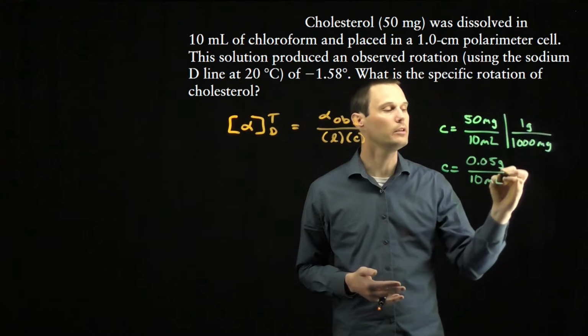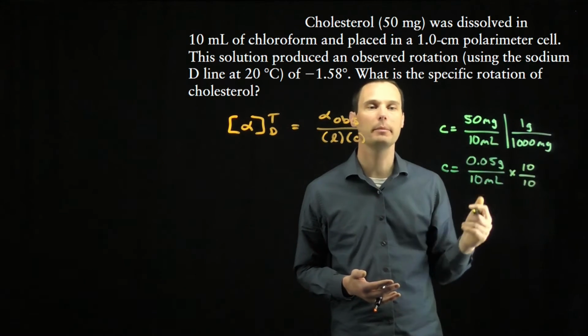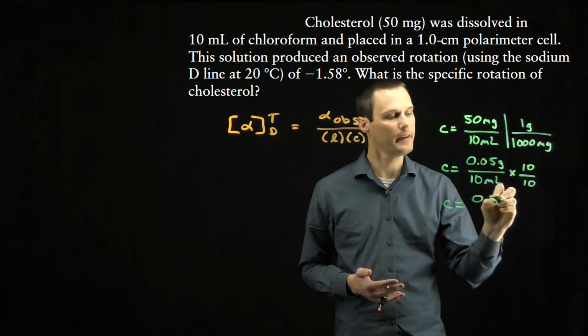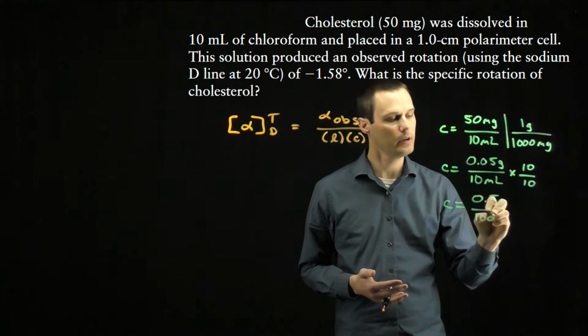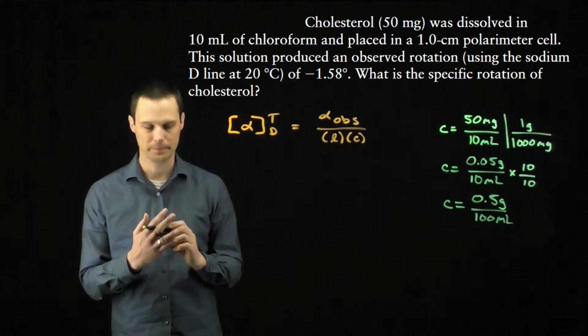But I need this in 100 milliliters of solvent. So I'll need to scale this up by 10 in order to get 100 milliliters of solvent. That'll be 0.5 grams of compound in 100 milliliters of solvent. This is the concentration I can use for this equation.